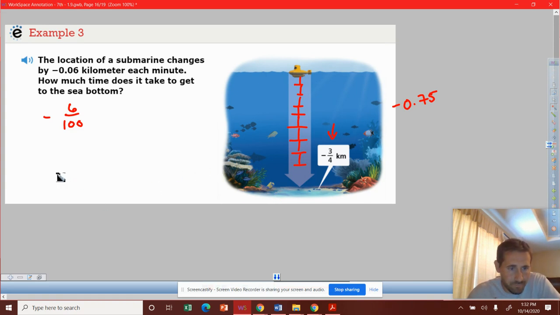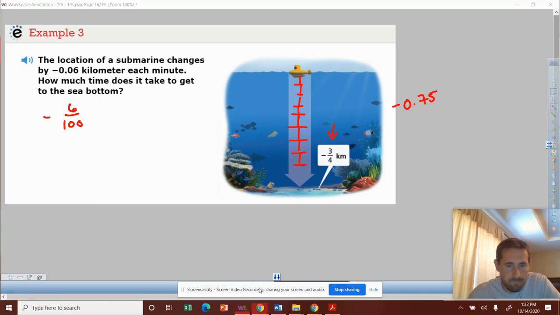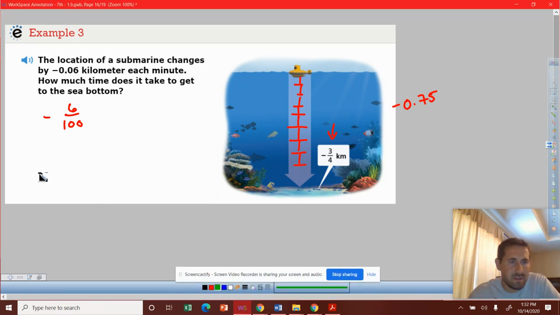So what we've got, just grabbing a different color here, we got negative 3/4 divided by negative 600ths. Already we know our answer is a positive answer, and we can ignore those negative signs. So I can turn this problem into 3/4 times 100/6. I found the reciprocal. So we're going to do 3 times 100 is 300. We're going to do 4 times 6, and it's 24.